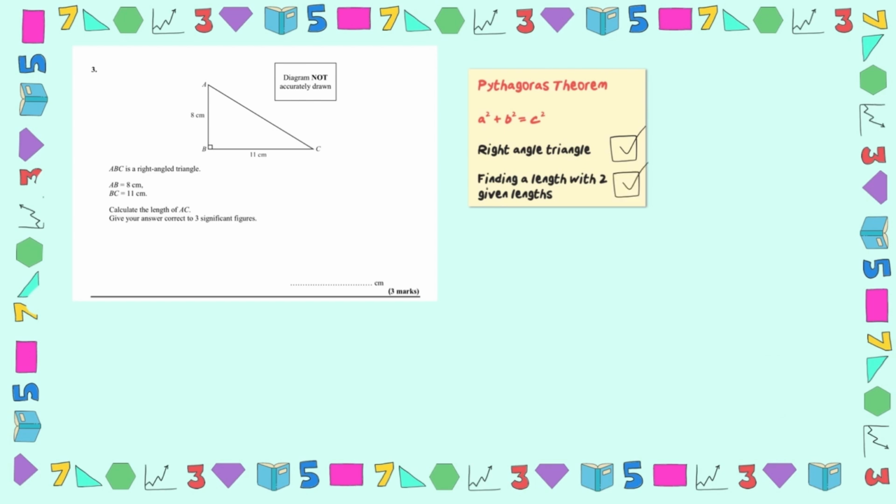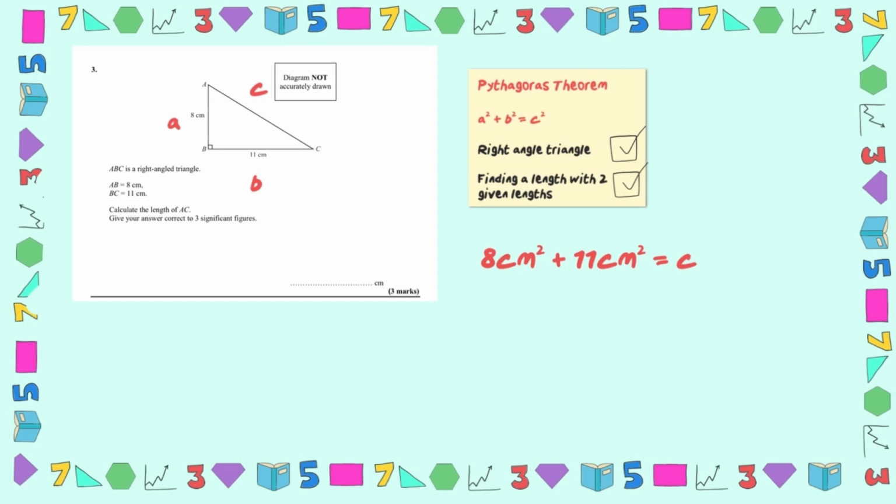So let's label our triangle with A, B, and C. Remember, C is always the slanted. It doesn't matter which way around your A and B goes. Now we just have to put these numbers into the formula. So A squared means our 8 becomes squared, so we do 8 squared. Then our B squared is 11 squared. And that's going to equal C squared, which is what we're trying to work out.